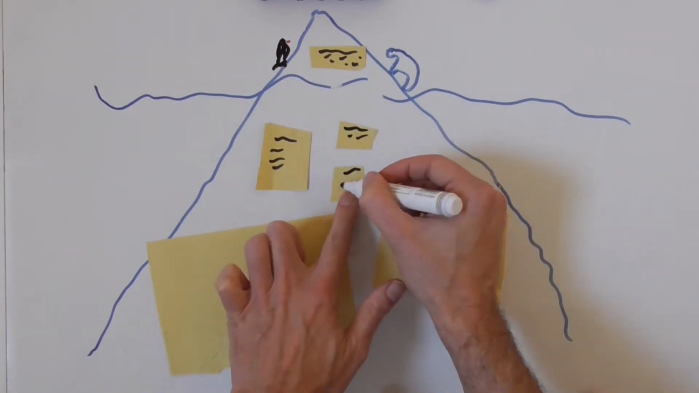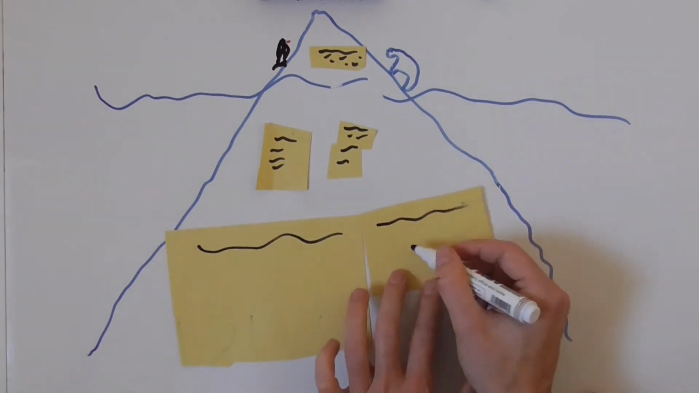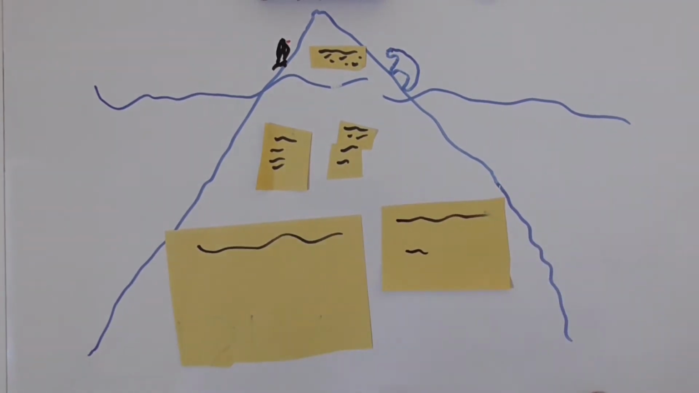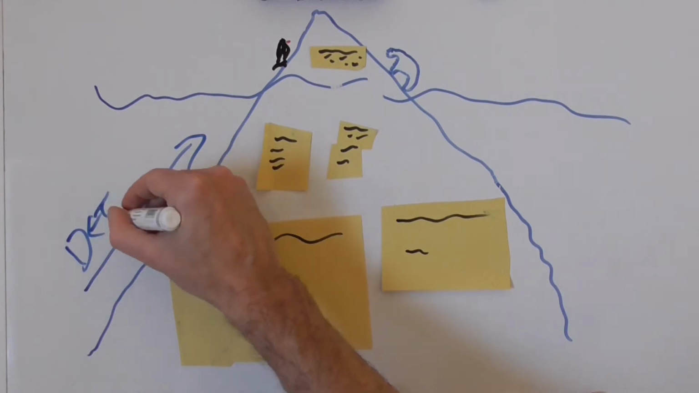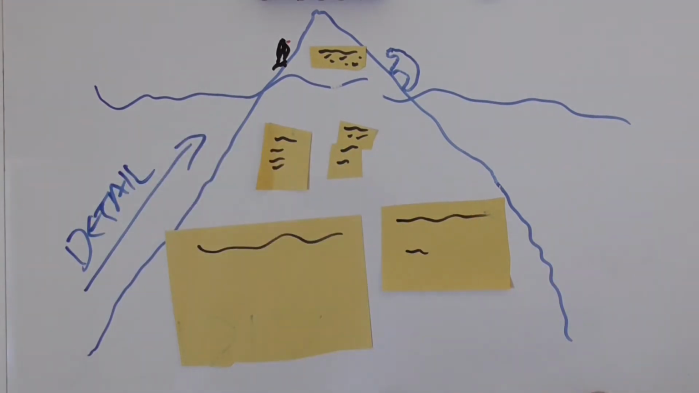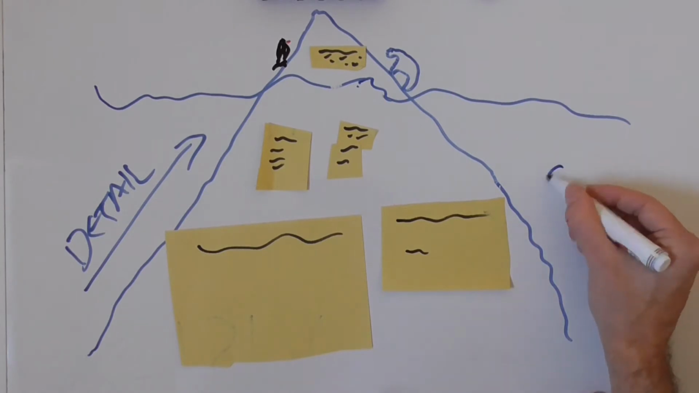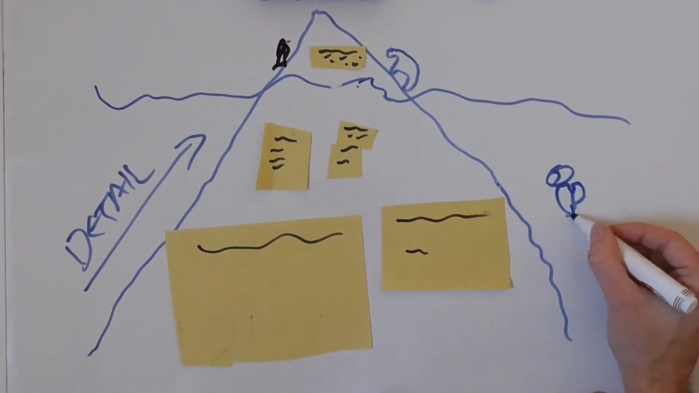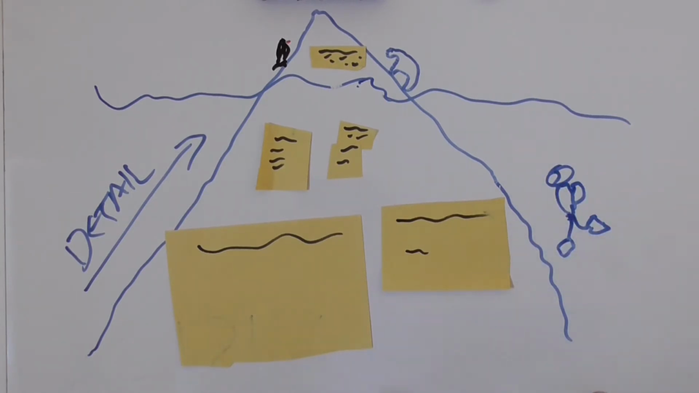So back on the backlog, you detail it just appropriately. So you don't spend a lot of detailing any big items at the bottom of the iceberg, because that's going to spend too much of your effort. So you just focus on detailing heavily as you go up the iceberg.